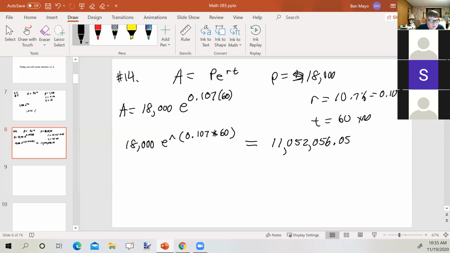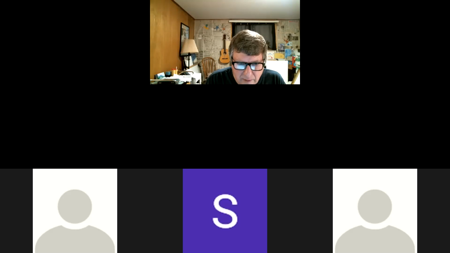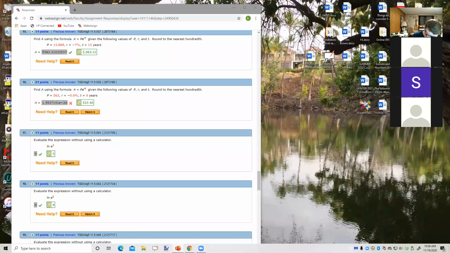Let's see, next up on the list is 16. And let's take a look at that. Kind of forgot which screen I was showing you. So 16, basically the same idea. A equals P e to the RT. P is 563. R is negative 0.6%, which would be negative 0.006. Is that right? 1, 2 places, yeah. And then T equals 9 years.